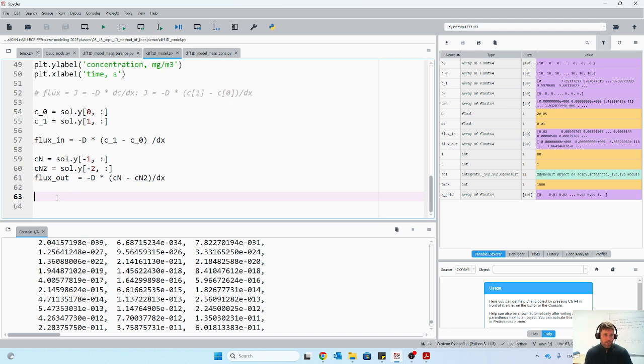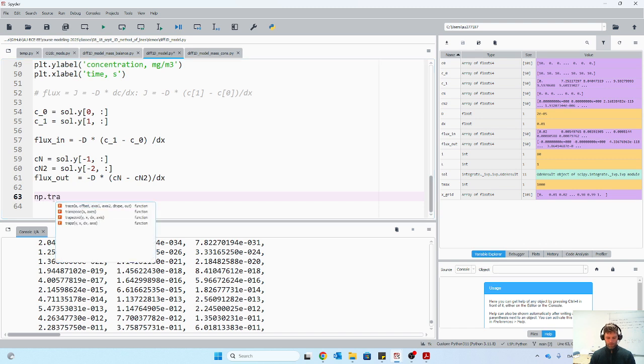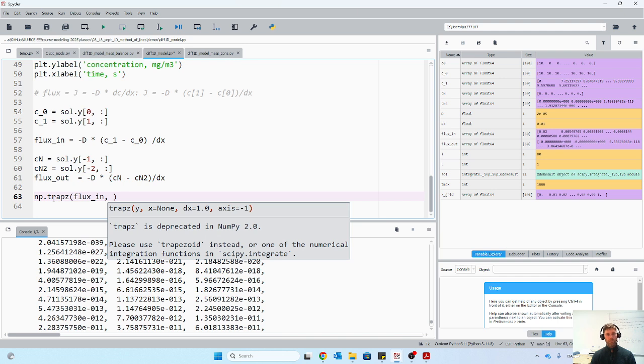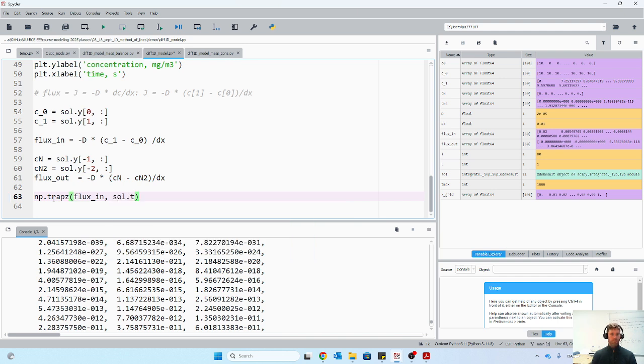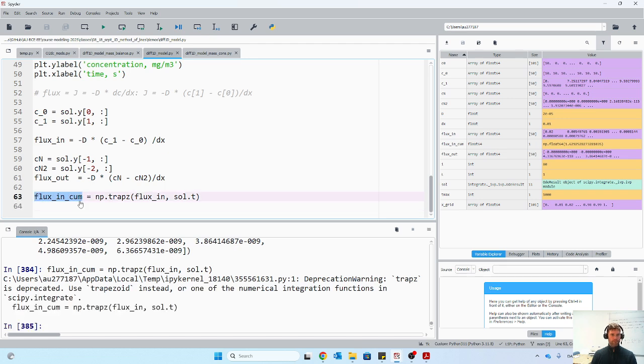Okay, so these are the fluxes at all the different time points, but we want to know the cumulated flux. If you sum it up over all the time, how much has totally gone into the model domain. So we can use the np trapz function for this. We just pass in flux in, and we want to integrate it over the time, which is in sol t. We can call this flux in cum. We can then do the same for the cumulated flux out.